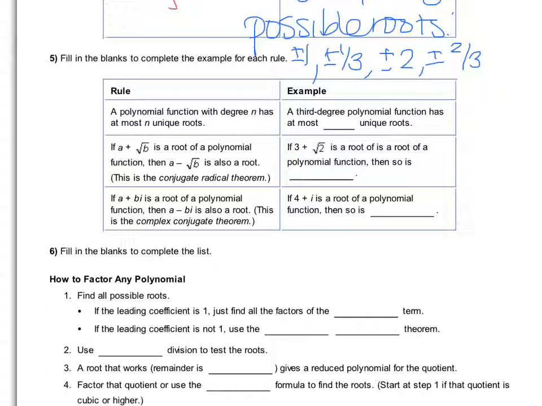In a few minutes, we're going to do a couple examples, and this will hopefully make a little bit more sense. But we're going to go ahead for now and move on to the next section. So 5 says to fill in the blanks to complete example for each rule. So we have some rules.